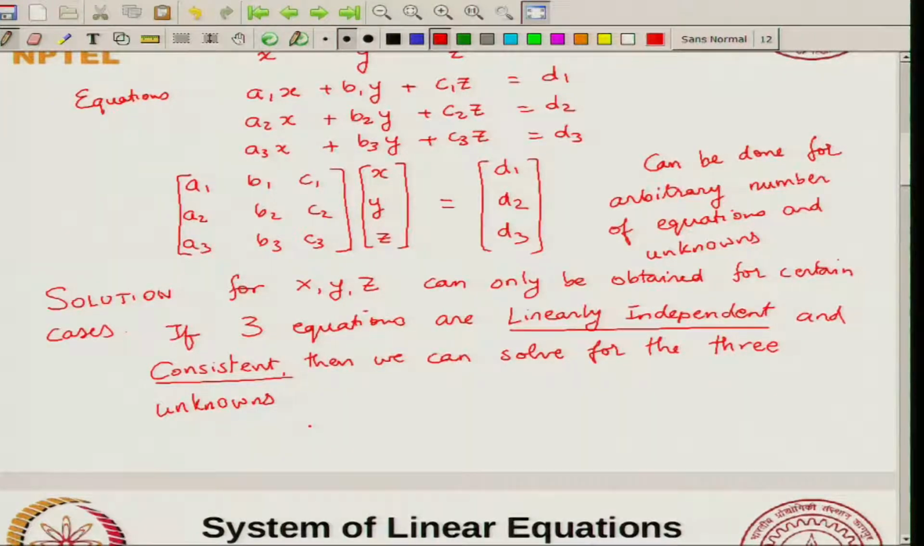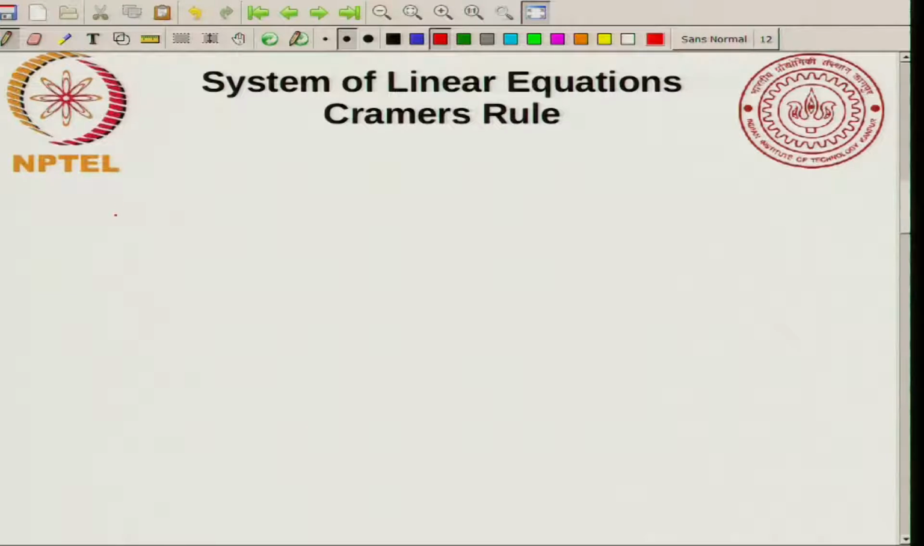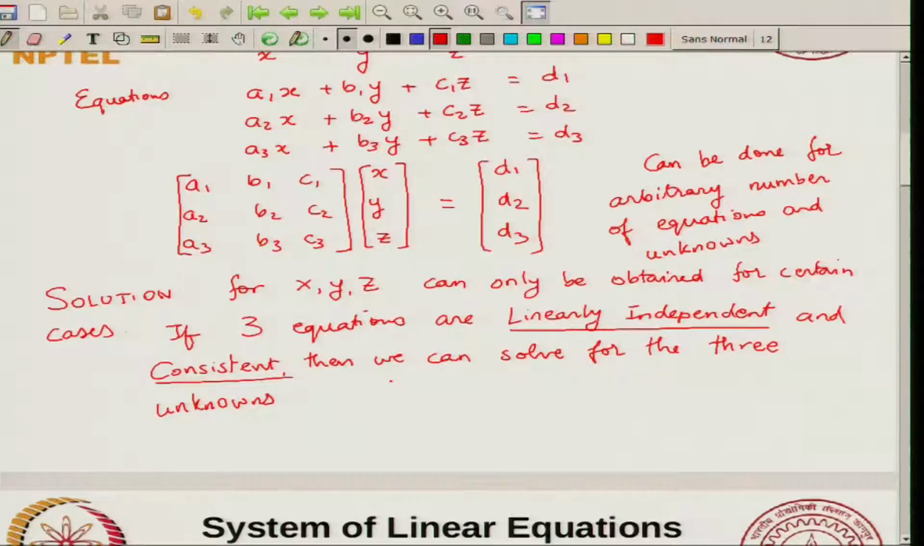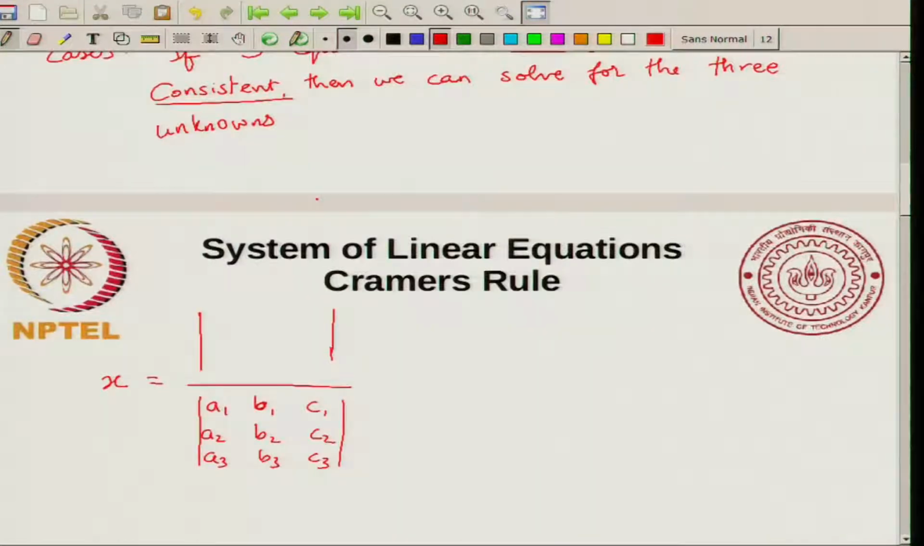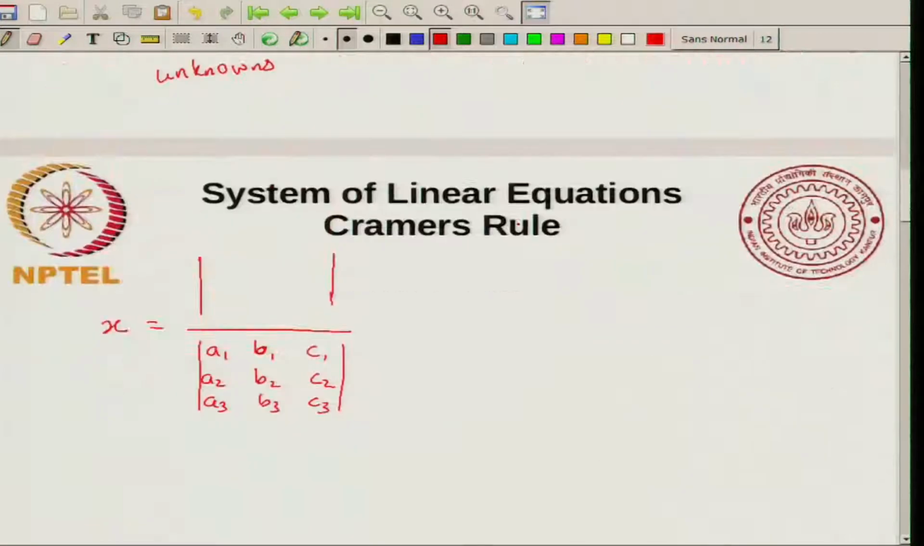So, if they are linearly independent and consistent, then I can write x as a ratio of determinants. And what is that ratio of determinants? I will write the denominator first. The denominator is a1 b1 c1, a2 b2 c2, a3 b3 c3, which is nothing but the set of these coefficients, the determinant of this matrix. Now, obviously the value of x should also depend on d1, d2, d3. So, the numerator looks like d1 b1 c1, d2 b2 c2, d3 b3 c3.